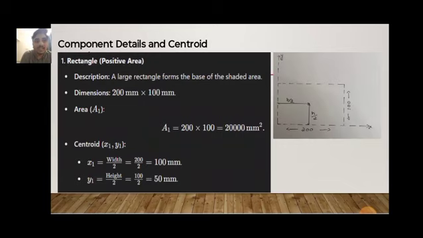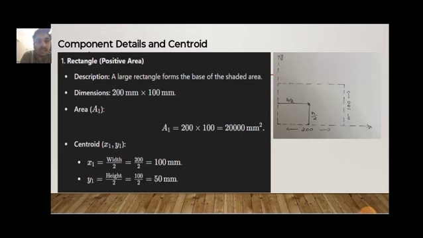Component details and centroid. One rectangle with positive area. You can see the rectangle with respect to the y and x axis having a breadth of 200 mm and a height of 100 mm. The formula we are using for the rectangle is L into B. 200 into 100 is equal to 20,000 millimeter square.